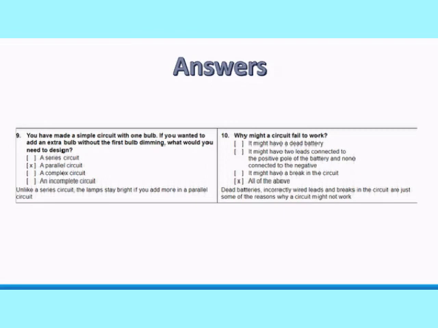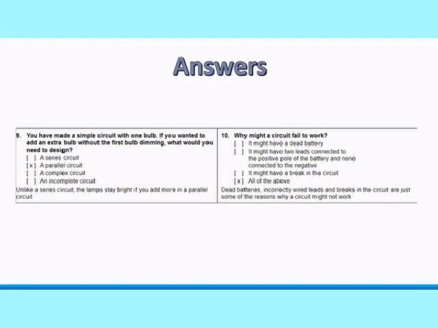And number 10 was, why might a circuit fail to work? Well, it's all of the above. Dead batteries, incorrectly wired leads, and breaks in the circuit are just some of the reasons why a circuit might not work. So how did you do in your test? Add up your scores.